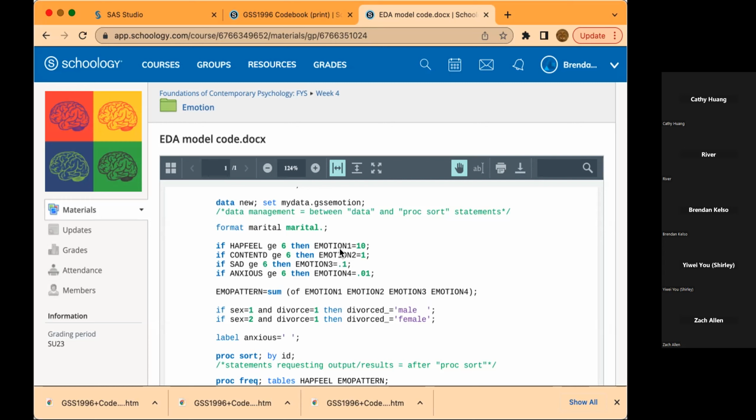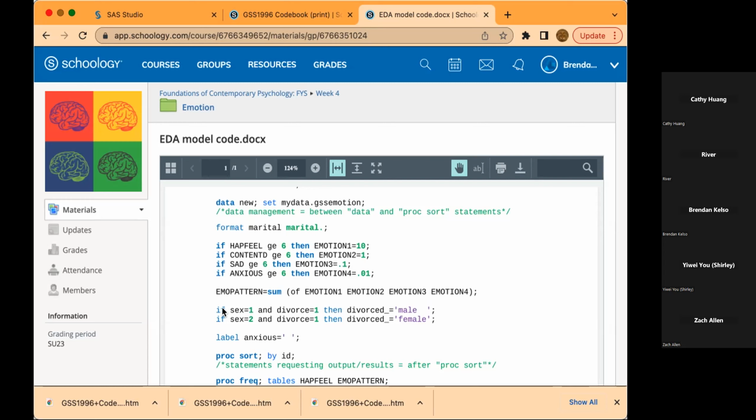The reason I gave the first one a 10, the next one a 1, is I wanted to see the constellation of feelings. If I'm happy a lot, I get a 10. If I'm contented a lot, I get a 1. If I'm sad a lot, I get a 0.1. If I'm anxious a lot, 0.01. If you add them together, you see where I put emo pattern equals the sum of those. If you were happy, contented, sad, and anxious, you would have 11.11. See what I mean? Because if you add a 10, a 1, a 0.1, and a 0.01, you have 11.11.